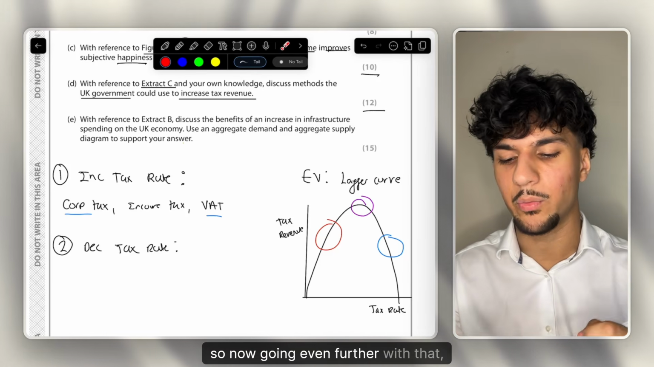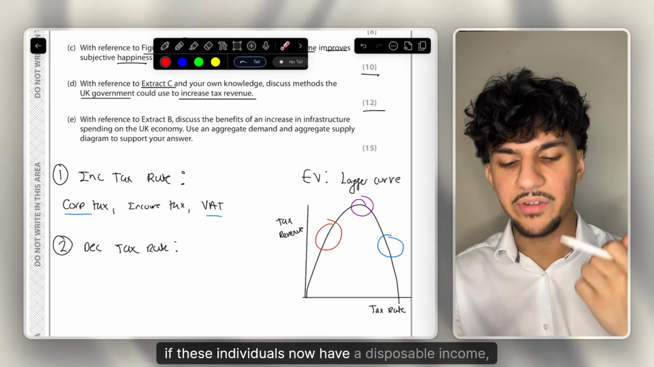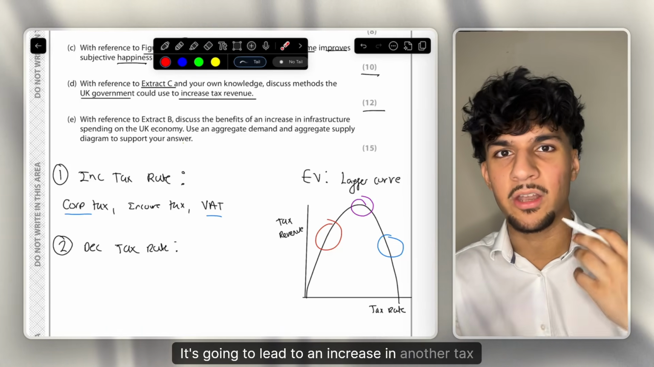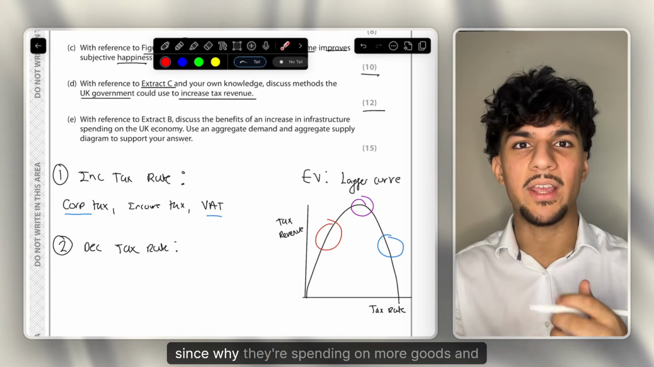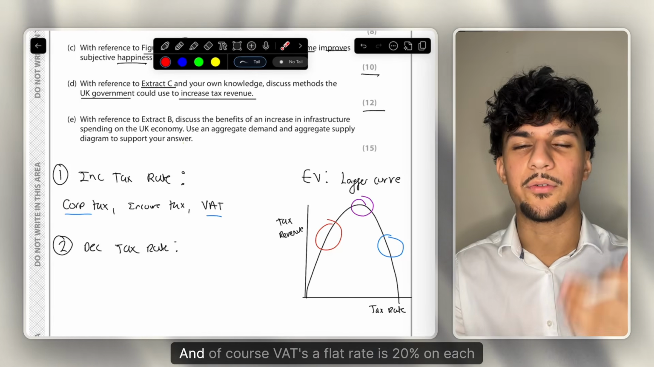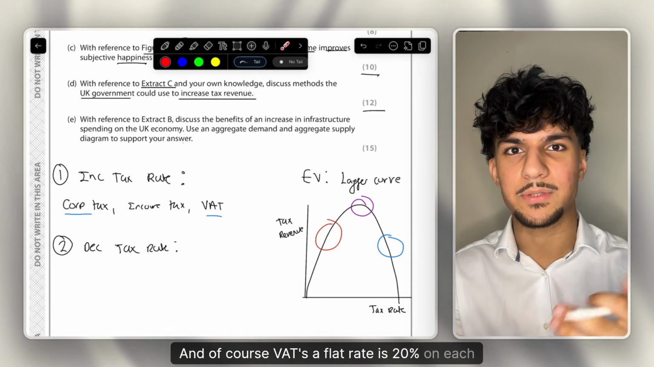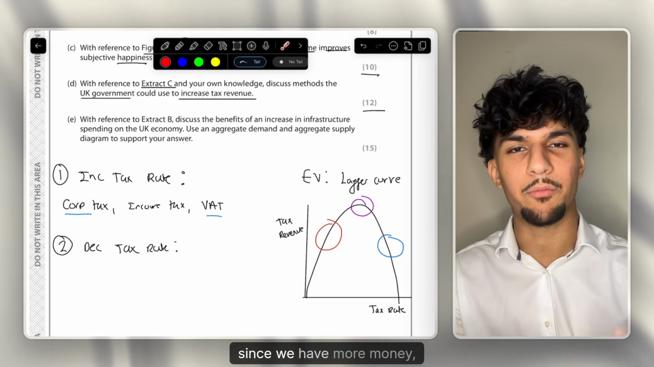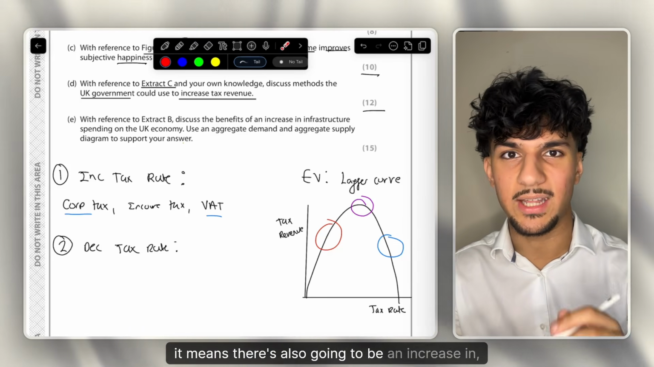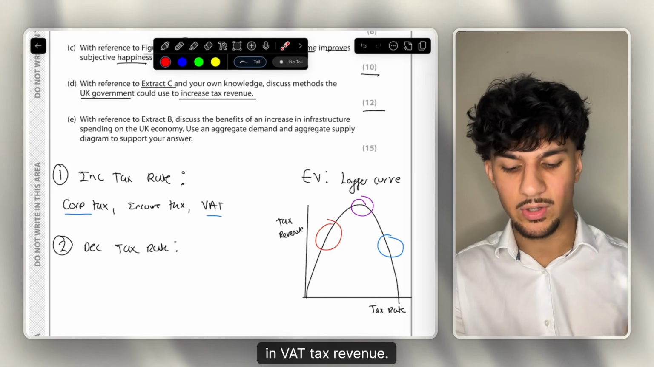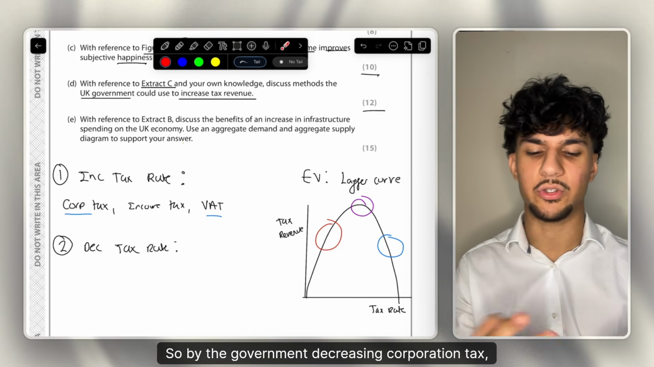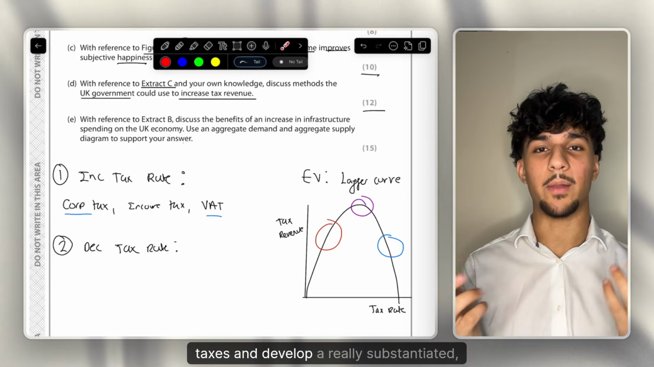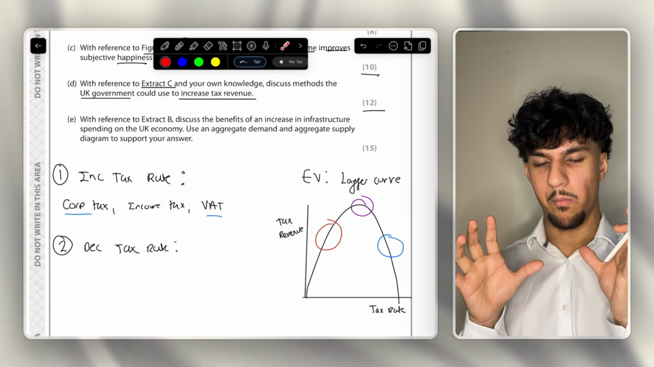Going even further with that, if these individuals now have a disposable income, they can spend it, and it's going to lead to an increase in another tax revenue, which is VAT. Why? They're spending on more goods and services, and of course VAT is a flat rate, 20% on each good and service, and since we're buying more goods and services, there's also going to be an increase in VAT tax revenue. So by the government decreasing corporation tax, you can link in all those different types of taxes and develop a really substantiated chain of analysis.